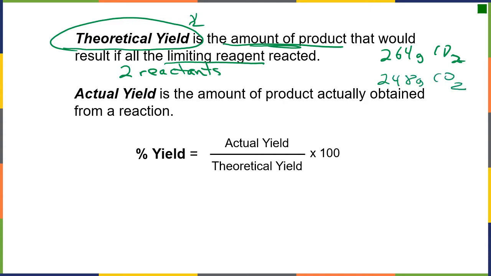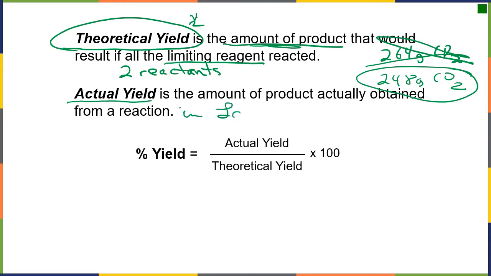We know we can't make both. We make the least, and that is going to be our theoretical yield. The actual yield is the amount of product you obtain from the reaction in the lab. This is a lab amount, and you can only get it by going to the lab and doing this, or going to the lab and knowing what your percent yield is.